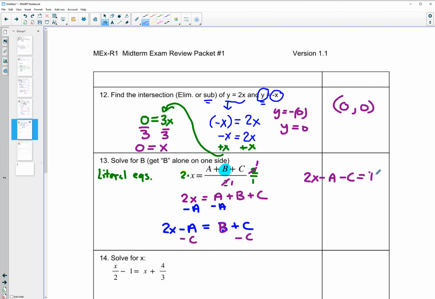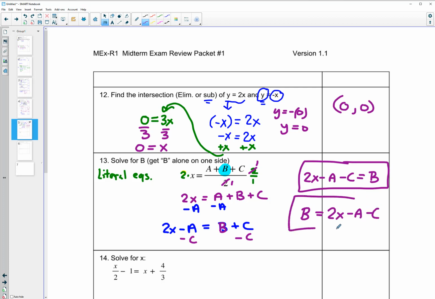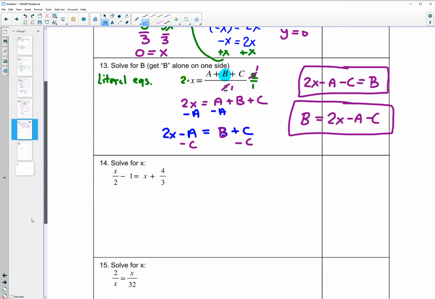Literal equations typically have these, you know, crazy big equations. Now, we usually like the variable on the left side, and the symmetric property of equality allows us to just switch sides, right? If it was an inequality, that's not true, but in an equals like this, we can do that. Okay? All right. Solve for x, right?